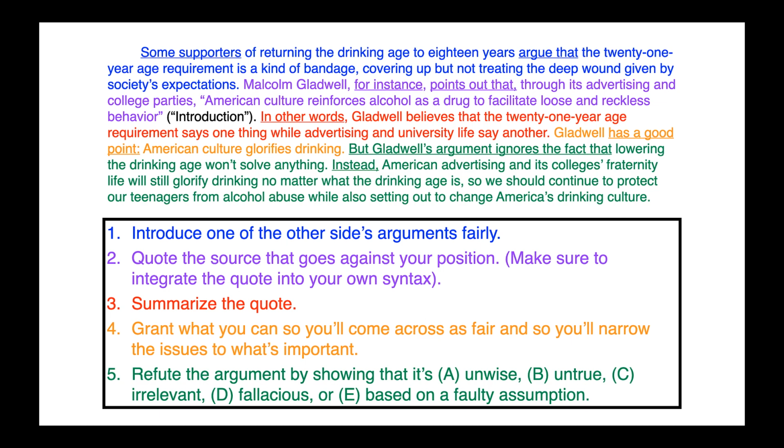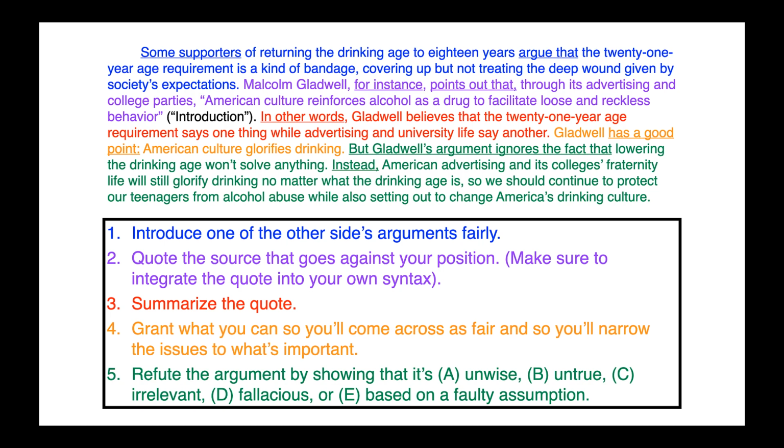While it's on my mind, the underlining is for some templates that you can get off of our template document that's attached to this assignment. Now, the third thing I'm going to do is to summarize the quote. And again, I want to be fair. In other words, Gladwell believes that the 21-year age requirement says one thing, while advertising and university life say another.